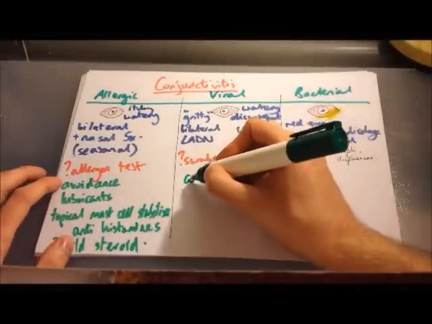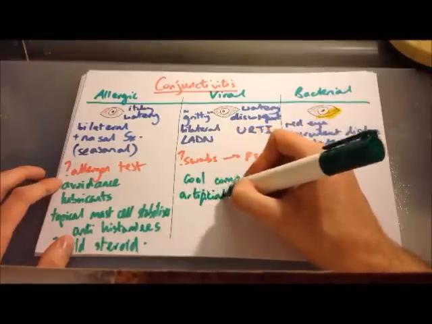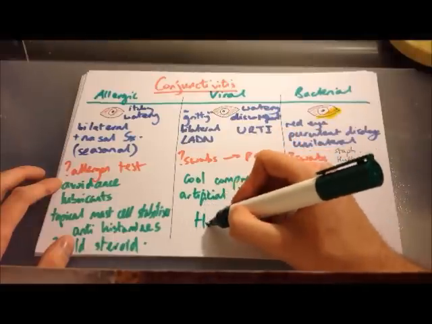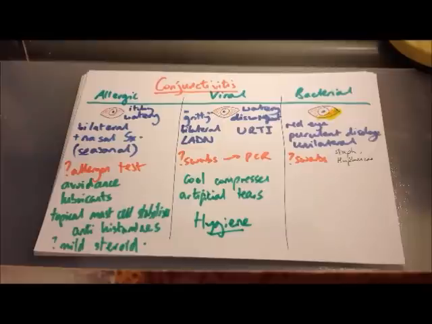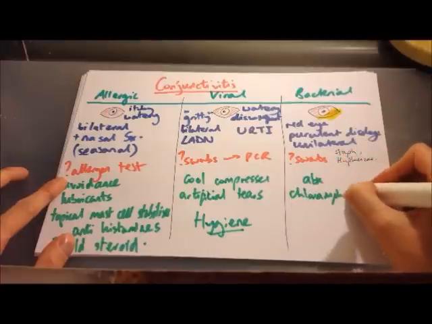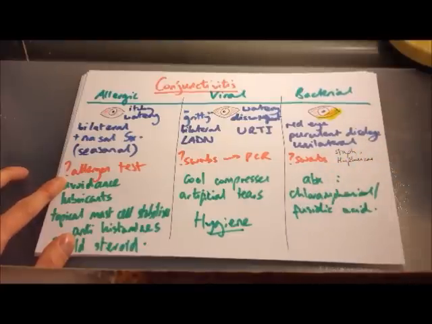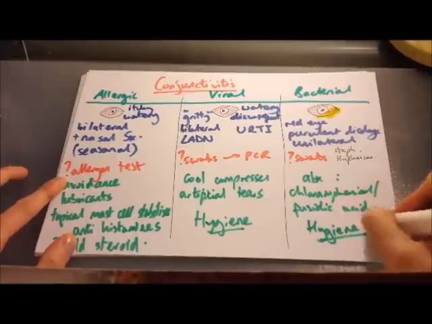Next, viral is often self-limiting, so you consider things like cool compresses and artificial tears to reduce the symptoms. And the big thing here is hygiene, so don't share towels, don't rub your eyes and touch other people. It's very contagious, so try and avoid spreading it. And then for bacterial conjunctivitis, you want to give a topical antibiotic such as chloramphenicol or fusidic acid. And again, hygiene is really important, and you want to avoid it spreading to the other eye as well as to other people.